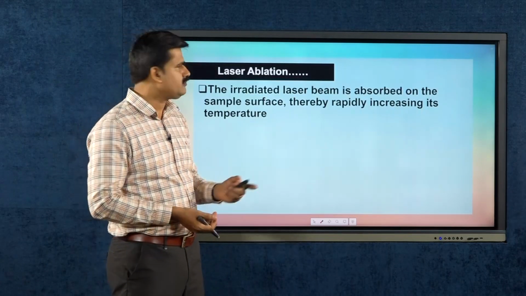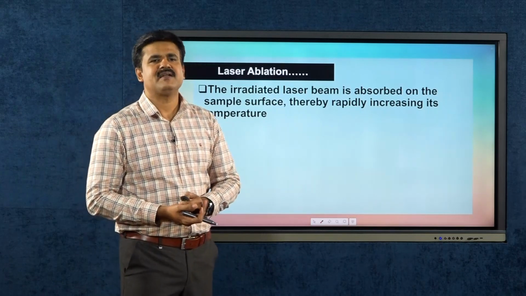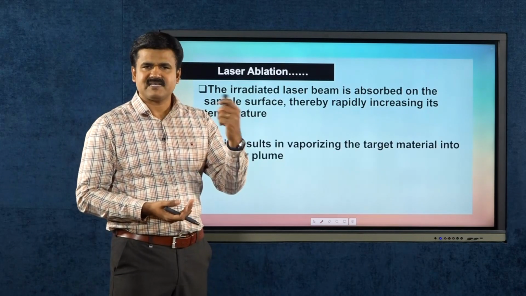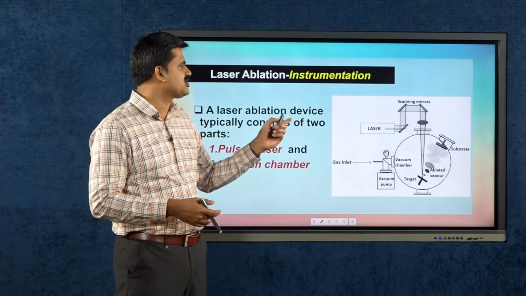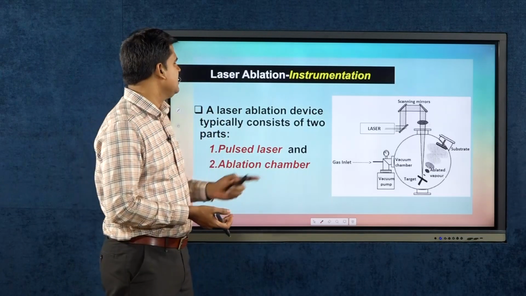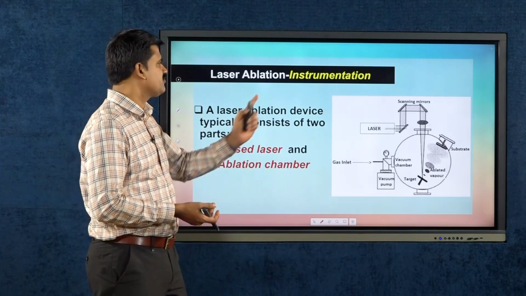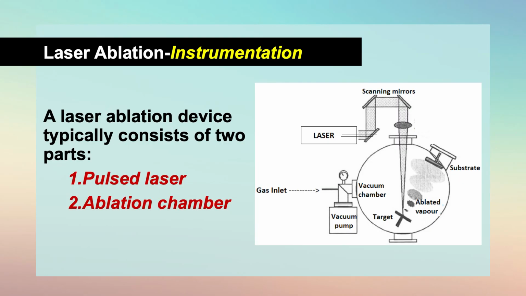Now, the irradiated beam is absorbed on the sample surface, thereby rapidly increasing the temperature. This is vaporization of the material. This procedure we have previously explained. And the instrumentation of the laser ablation technique is shown here. The two parts of the instrumentation are shown here. We use a pulsed laser, and that laser creates the high temperature, and there is a chamber called the ablation chamber where the entire process occurs.